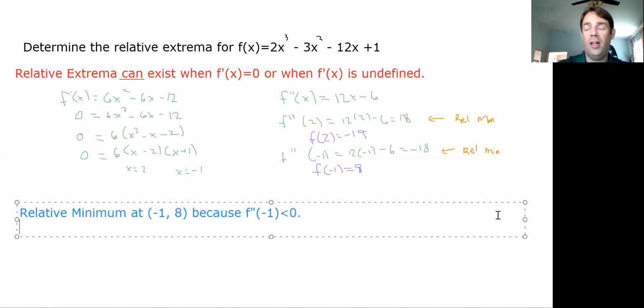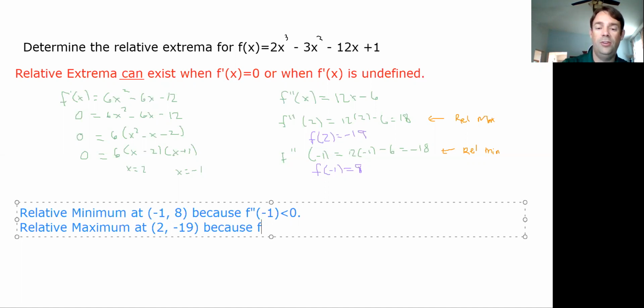Notice, it's a lot shorter sentence than before. There are a lot of great things about the second derivative test. The only issue that comes up with the second derivative test, and it's a big issue, is that sometimes it just doesn't work, which is an absolute pain. There's a relative minimum at negative 1, 8 because the second derivative at negative 1 is less than 0.